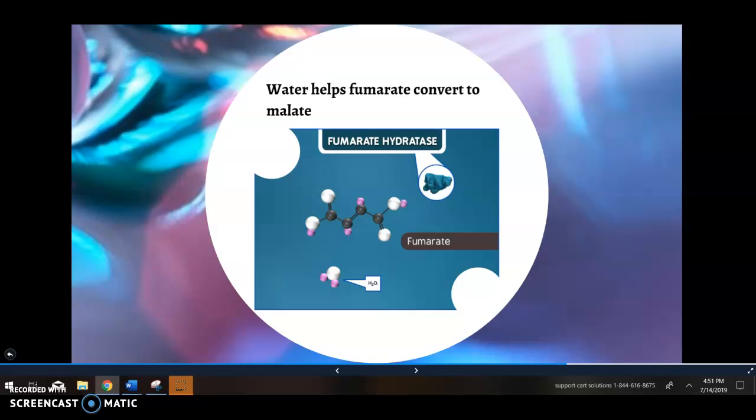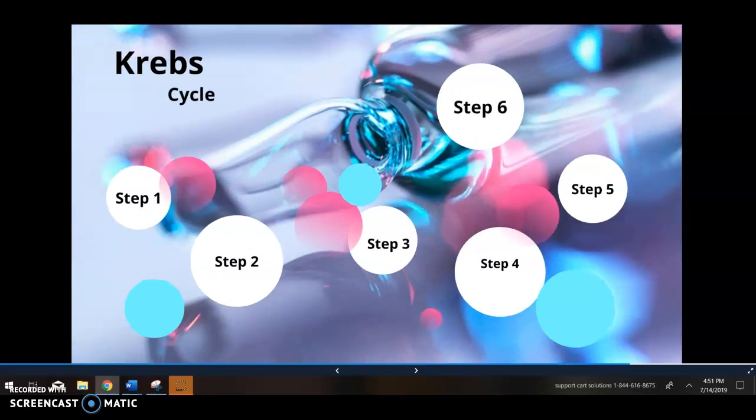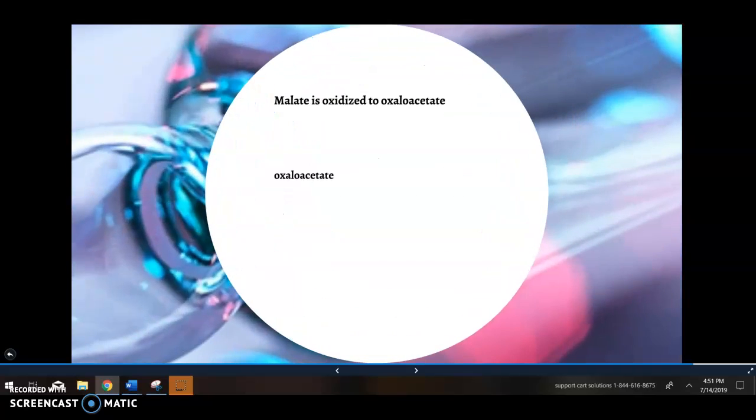Malate then reduces NAD, producing another molecule of NADH, converting malate into oxaloacetate. By the end of the cycle, this 4-carbon compound oxaloacetate remains and is ready to react with another acetyl-CoA and begin the Krebs cycle all over again.